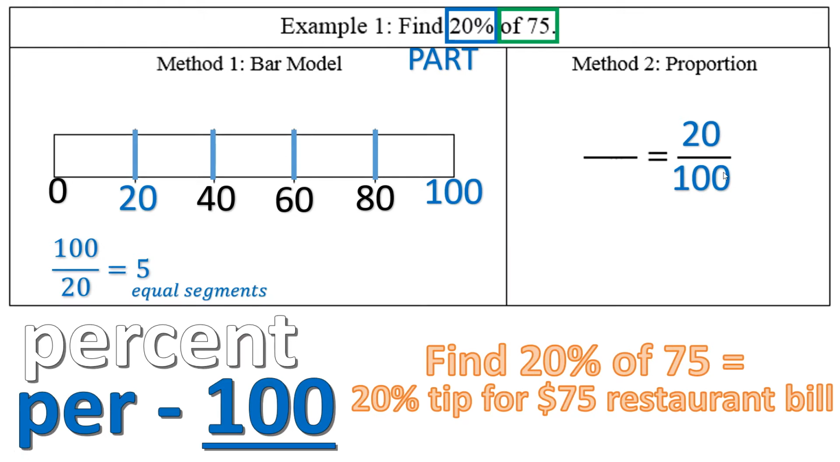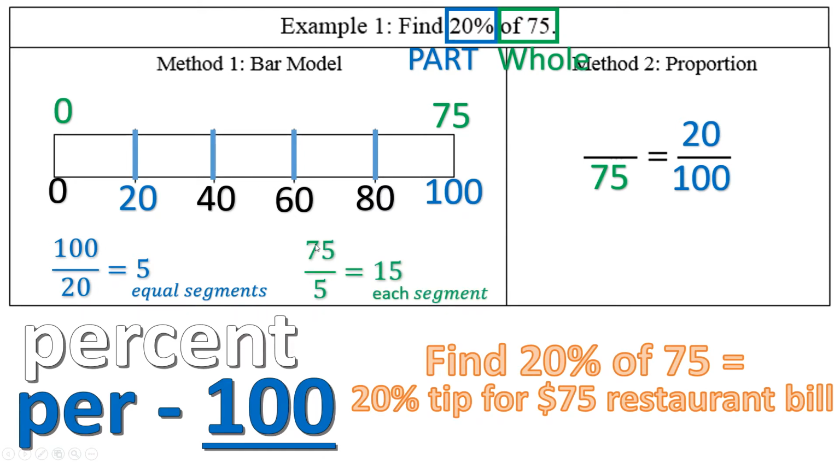Now, "of 75" means we're going to take a part, 20%, of a whole, 75. So 75 is the total amount, which is matching up with 100%. Because if I said, what's 100% of 75, you would get 75. So therefore, 75 is the whole amount. So 75 lines up with 100% in the denominator of your proportion, of your fractions. So 0% of 75 is 0.